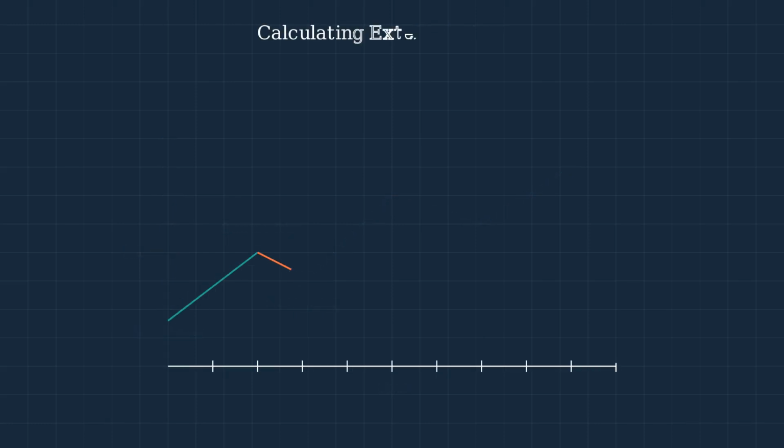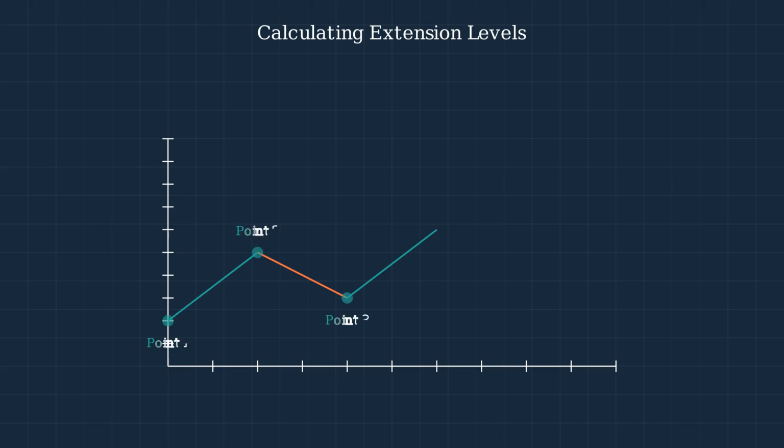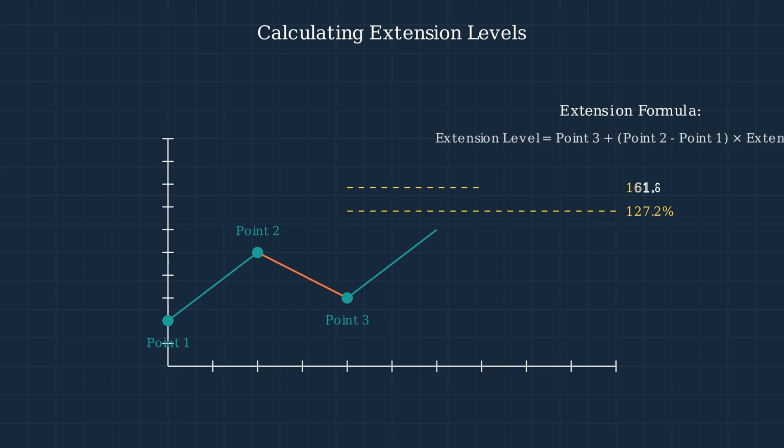To calculate Fibonacci extensions, we use 3 reference points: the start of a move, the end of the move, and the retracement point. The extension levels are calculated by taking the height of the initial price move, multiplying it by the Fibonacci ratios, and adding the result to the retracement point. These extension levels project where price might go after breaking out from the retracement. As we can see, when price continues upward, it often reaches these key extension levels.